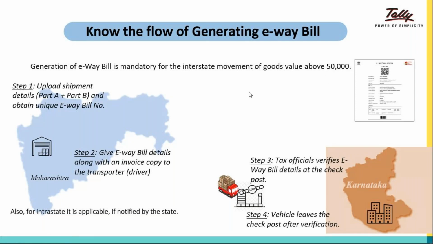Yeah, so this is the flow of generating the e-way bill. So here it says also for intrastate. So I just mentioned intrastate also. Intrastate will depend on the state, whether it is 50,000 or 1 lakh, it depends on the state.